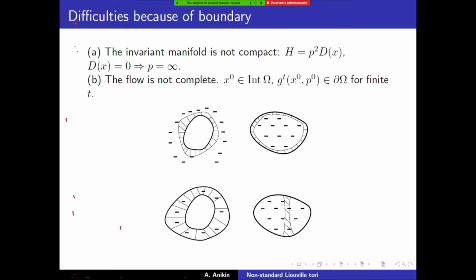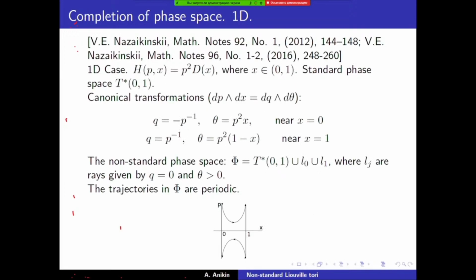Another problem that we have is that the flow is incomplete. It means that we may take a point in the interior of our domain, and at finite time it may reach the boundary. And so the solution ceases to exist. Well, in attempts to overcome this difficulty, in papers by our colleague Vladimir Nazaikinsky, a concept of completed phase space, or extended phase space, or non-standard phase space was introduced.